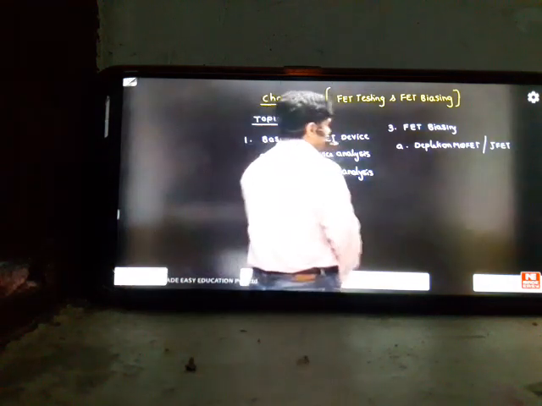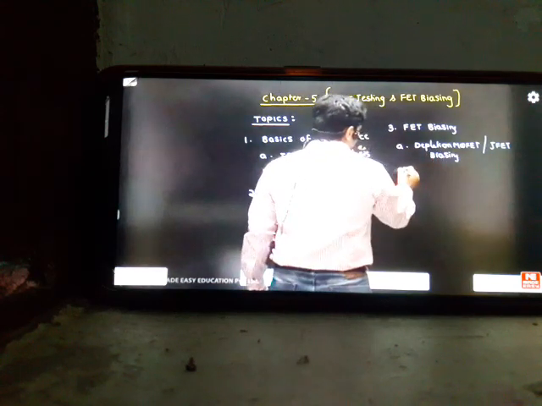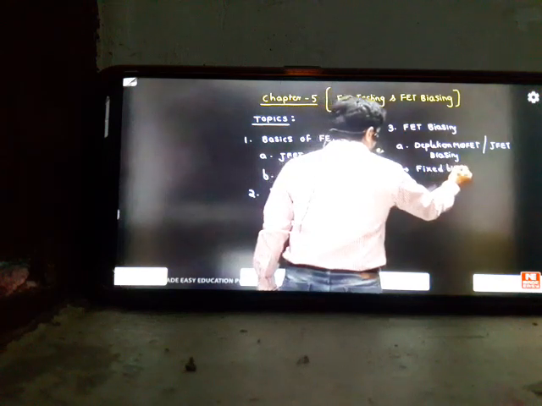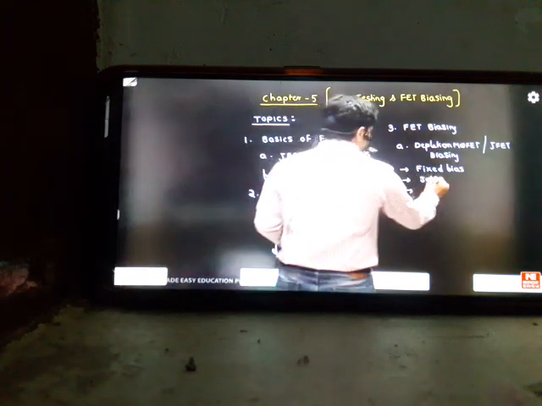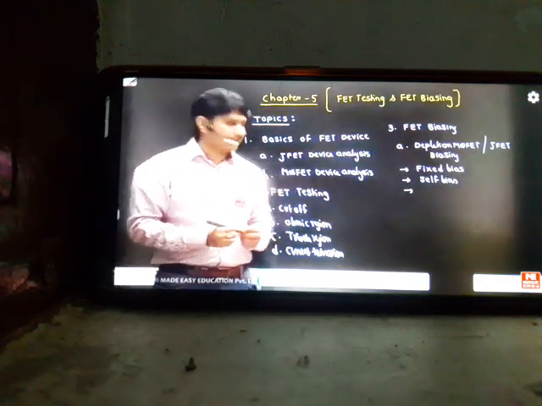So depletion MOSFET and JFET: in the biasing we are doing, both are the same. The biasing technique will be the same. In this we have three types of biasing. One is called fixed bias. Like in the BJT class, we have fixed bias here also. Next we have self bias. Self bias we have seen in the BJT class already. RE biasing we call self bias, correct?